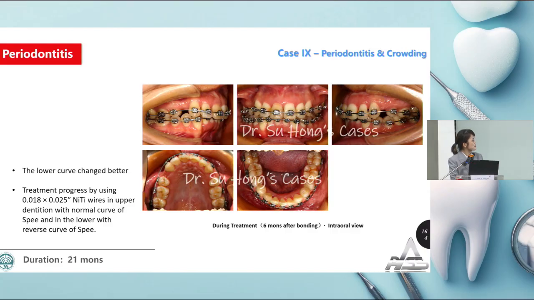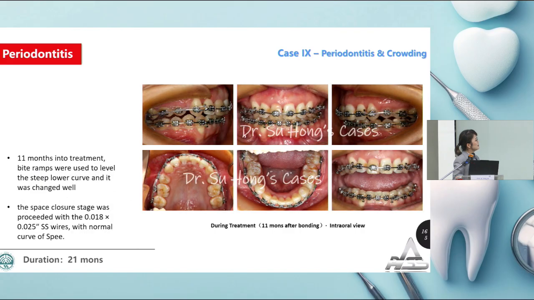After 6 months, we can see the lower curve changed better here without any auxiliaries. The treatment progressed by using an 1825 nighthigh wire in the upper dentition and in the lower with reverse curve of Spee. And 11 months later, the bite ramps were used to level the steep lower curve, and it changed well here. The steep curve was changed well.